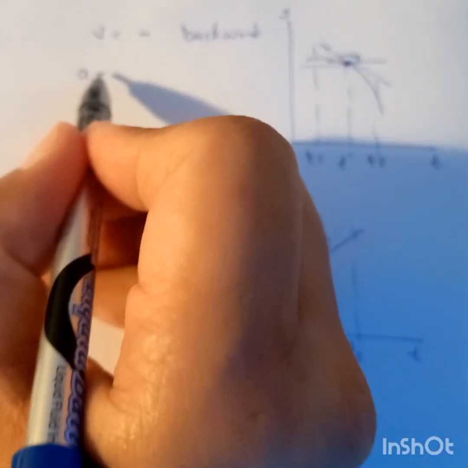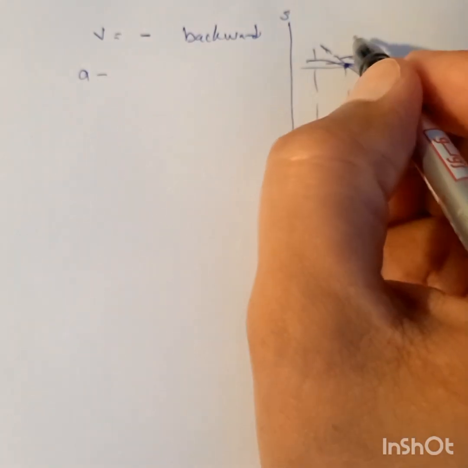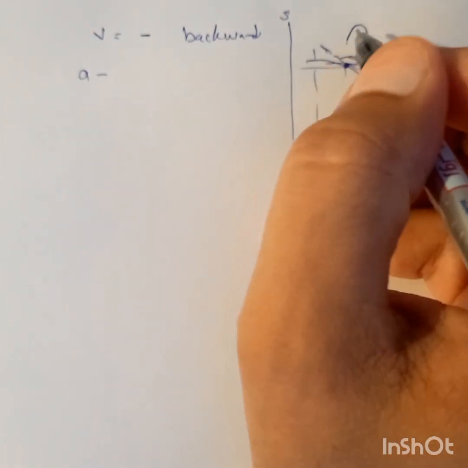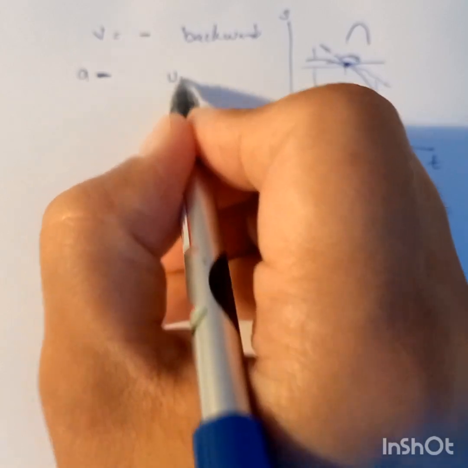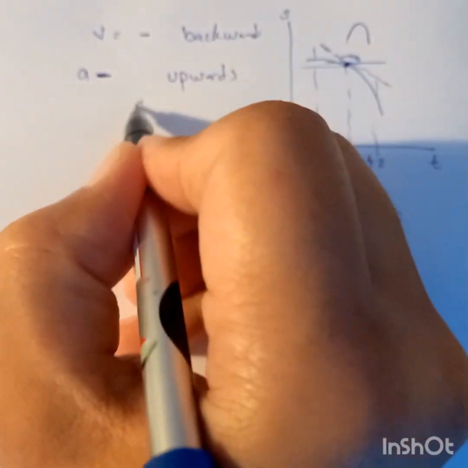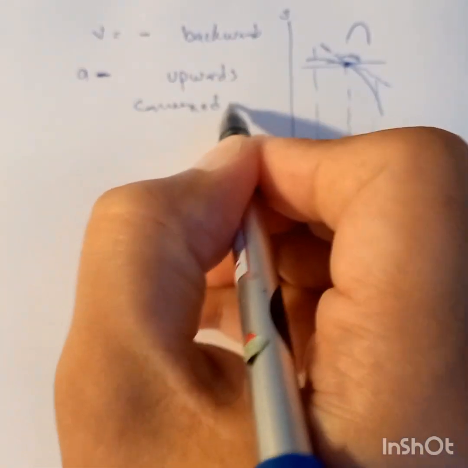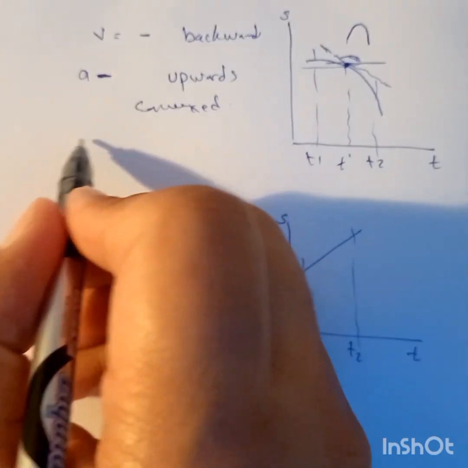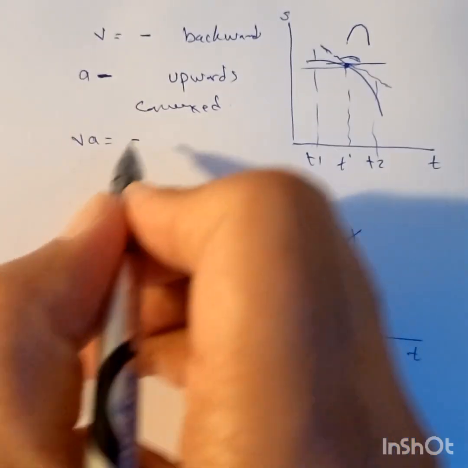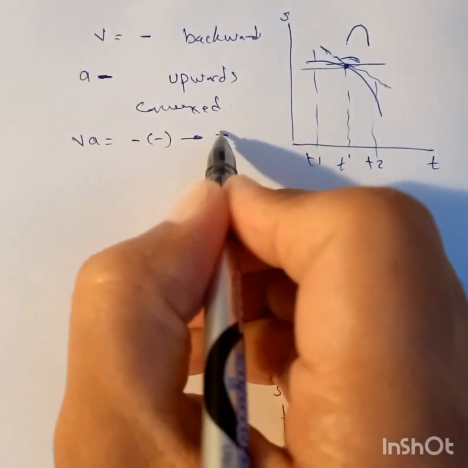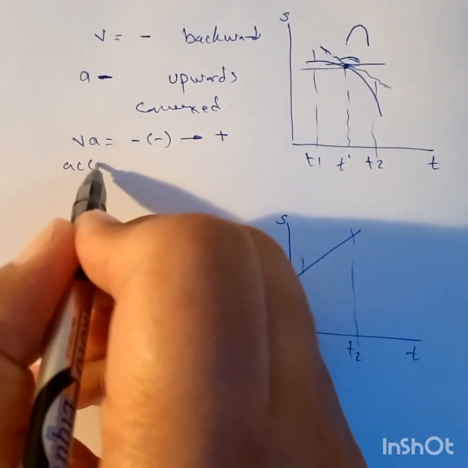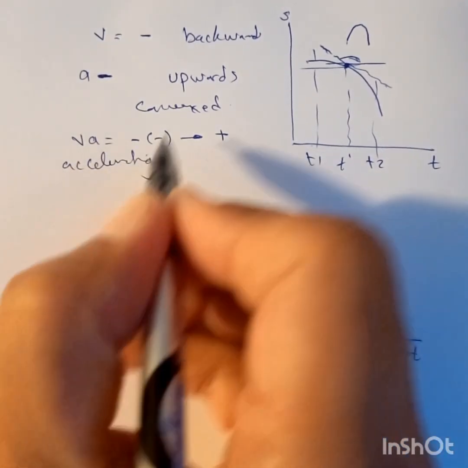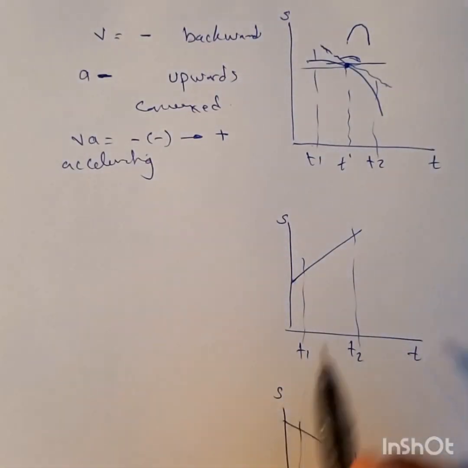Okay, for acceleration here, the curve is upwards convex, then the acceleration is negative. If we have an upwards convex curve, then we can multiply v and a. We have negative times negative leads to a positive value, then the motion is accelerating in the backward direction. Okay, we'll apply the same rules here.